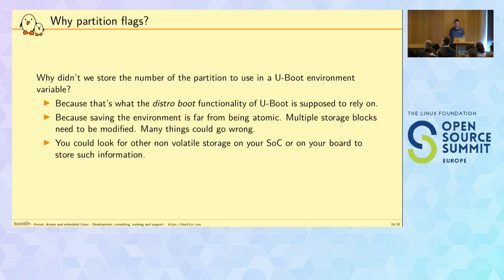So why did we use partition flags, you may wonder. The first reason is that that's what the distro boot functionality of U-Boot is supposed to rely on by default. So that's why we chose that initially. But another reason too, even if you're not using distro boot, is that saving the environment is far from being atomic. The environment can be like 10 pages big or something like that. So you have multiple storage blocks to modify. Many things could go wrong, so it's better to make a change that's as small as possible, like just toggling a bit in the partition table, even if, of course, on MMC it implies rewriting one page. But you could well find another non-volatile type of storage on your SOC or on your board to store such information. So if you have any clues, let me know. That would be interesting.